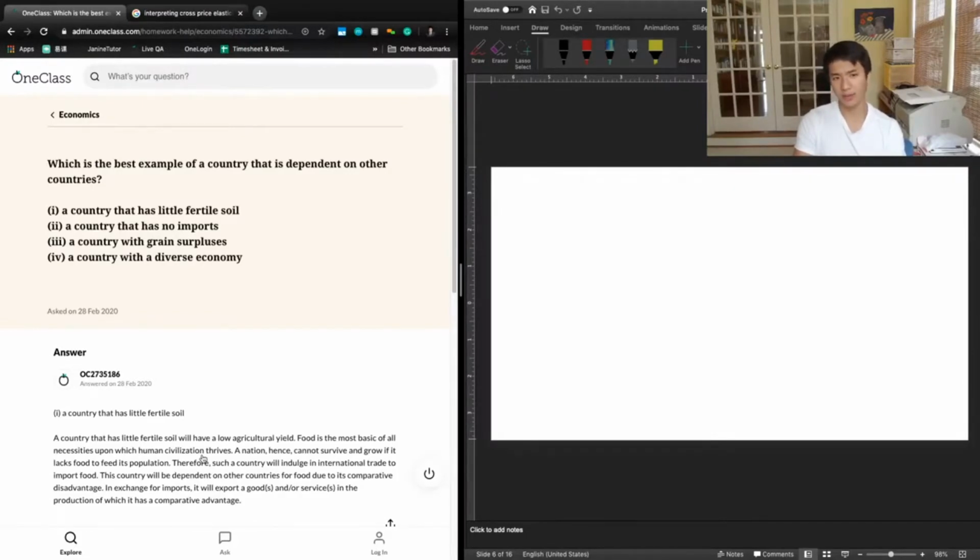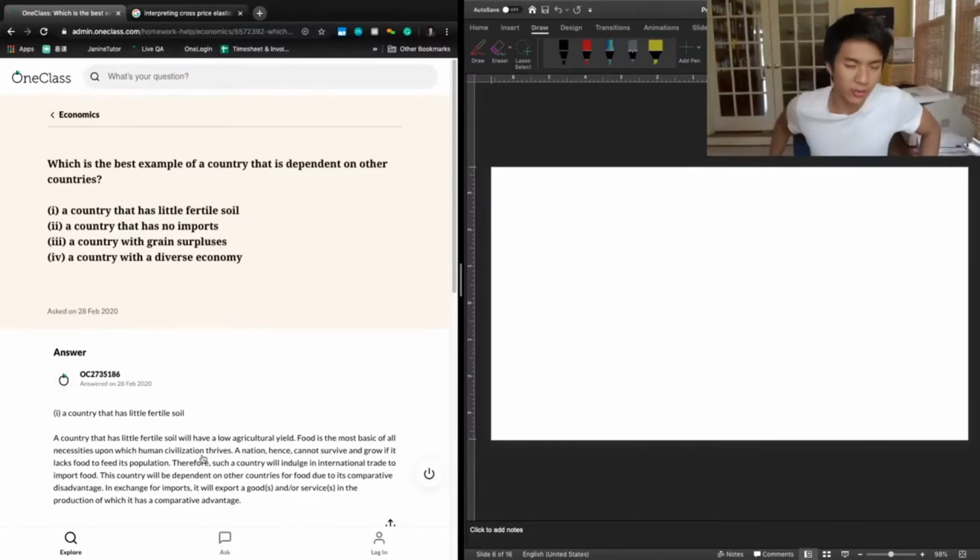So let's break this down. If you're a country that is dependent on other countries, it usually means that you're incapable of producing all the products that you need without trading with other countries. And so specifically importing from other countries.